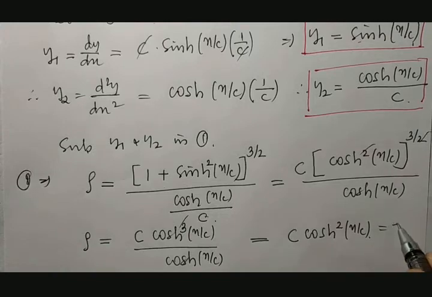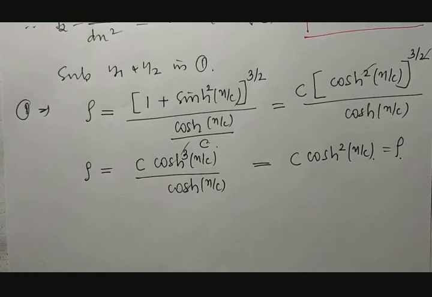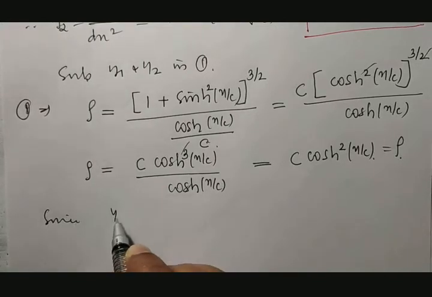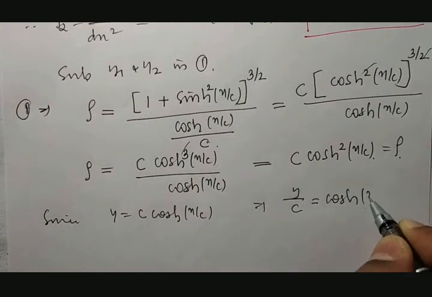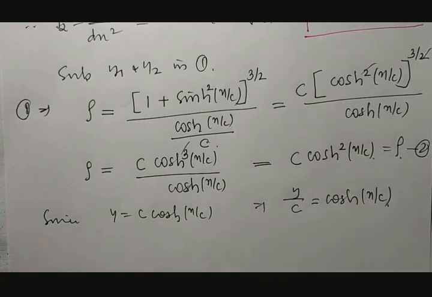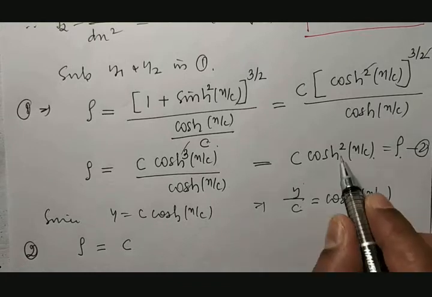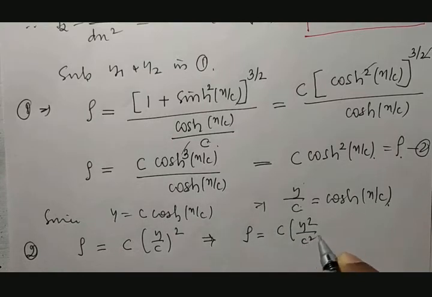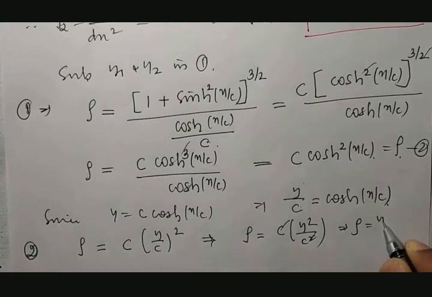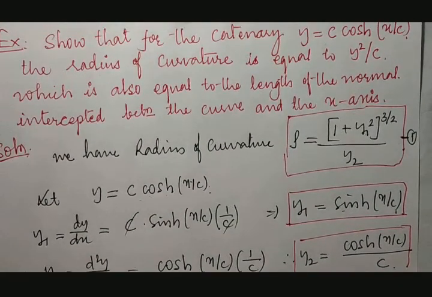So this is rho, but this is not the final rho because it should be y square by c. Then what to do? Let us take it from the given equation. Since y is equal to c into cos hyperbolic x by c, therefore y divided by c is equal to cos hyperbolic x by c. Put it in equation number 2. Then equation number 2 becomes rho is equal to c into, cos hyperbolic x by c from the given equation is y by c, so the square of that is y by c, this square. Therefore rho is equal to c into y square by c square. One c gets cancelled. Therefore rho is equal to y square by c. Therefore the radius of curvature is y square by c as per the requirement.